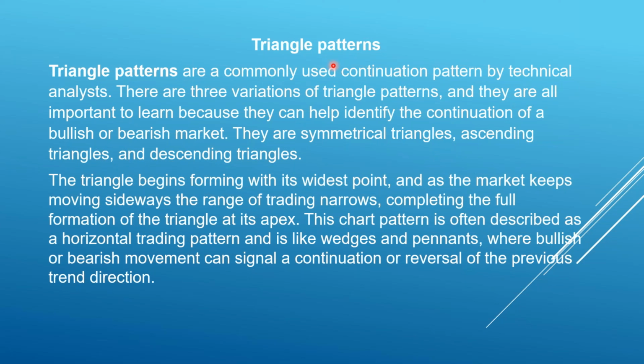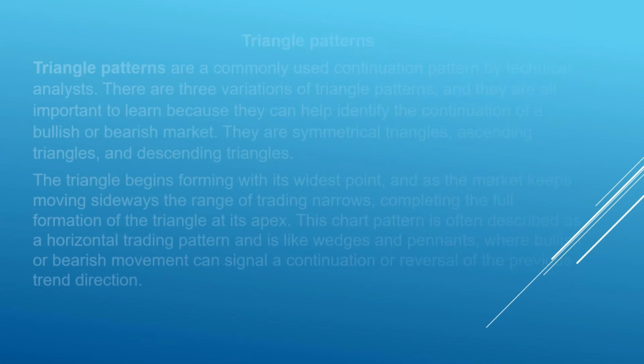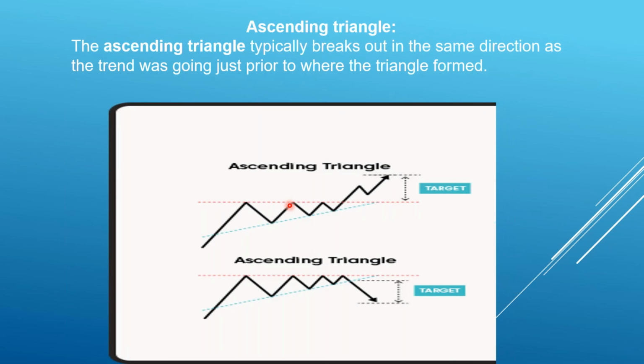The triangle begins forming with its widest point, and as the market keeps moving sideways, the range of trading narrows, completing the full formation of a triangle at its apex. This chart pattern is often described as a horizontal trading pattern, like wedges, and with bullish or bearish movement can signal a continuation or a reversal. It can also be in the trend direction. I will go through it with you right now. So we said there are 3 types of triangles. Let's start with the ascending triangle.